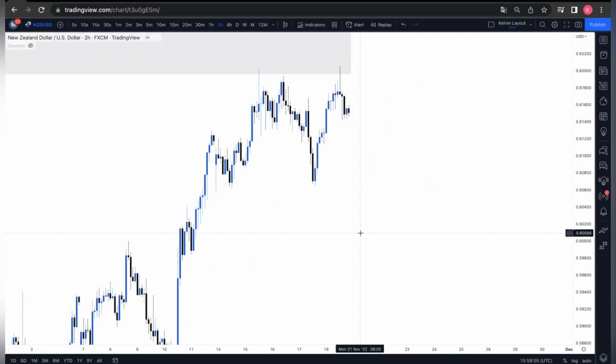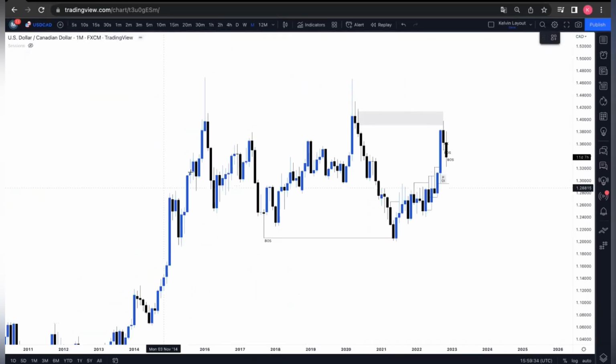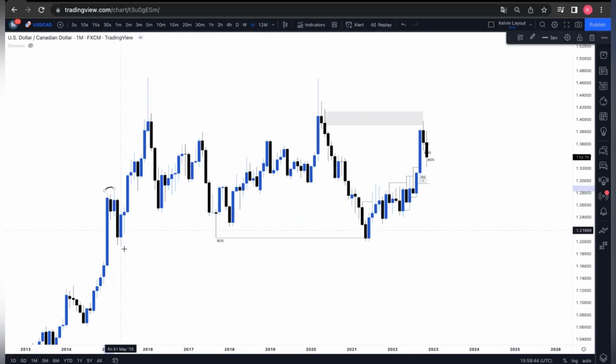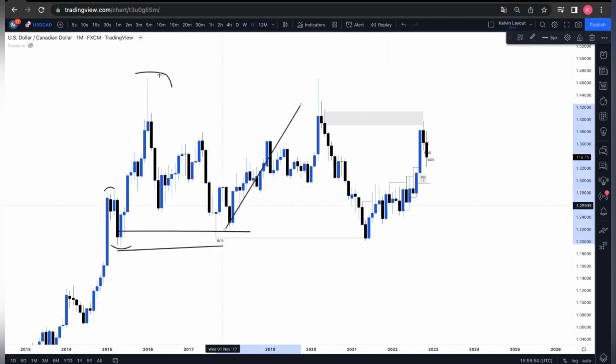Let's move to another pair. On USD-CAD, we can clearly see from the monthly time frame, if we look at the swing structure, pretty much price action, just to understand what's going on, we had the swing high, the low, and then we had this high. Then price actually came to the extreme, did a mitigation, and then pushed to the upside. The job of this low was pretty much to take out the previous high to continue the bullish order flow.